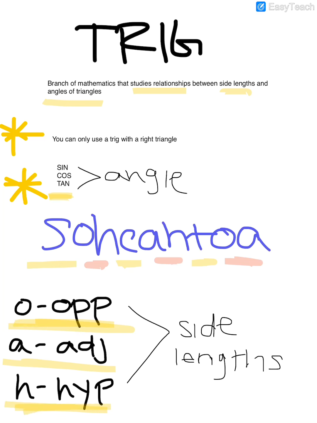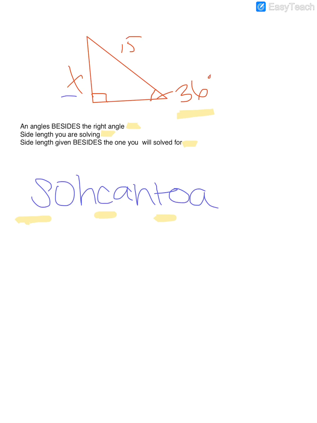Yes, because the O stands for opposite and the H stands for hypotenuse. And so then we're going to go ahead and look at what is opposite of this 36-degree angle, and it's our x, which is the side length we're solving for. And remember, it must include these 3 things. So does opposite include the side length we're solving for? Yes.